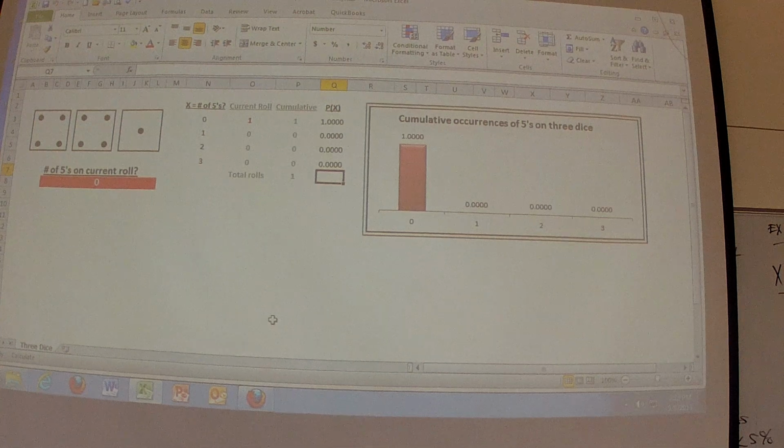But what I'm going to do instead, friends, is simulate it using Excel. I promise you though, we will come back to this when we have a tool called the binomial distribution.